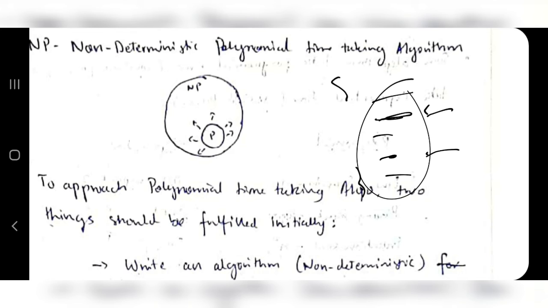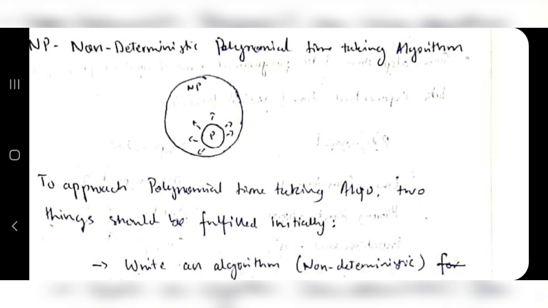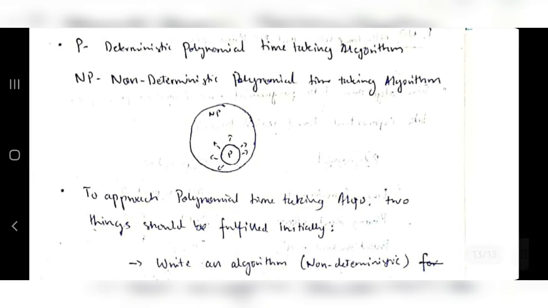Okay, so in that case, every algorithm when we start it is NP only, because it's a non-deterministic, polynomial time taking algorithm. And slowly, when we get to know about each line of code and how to implement it, we'll be filling the blank spaces, and then it will become a deterministic, polynomial time taking algorithm.